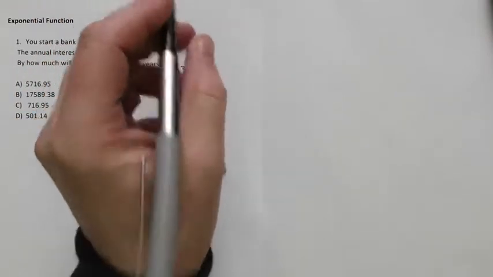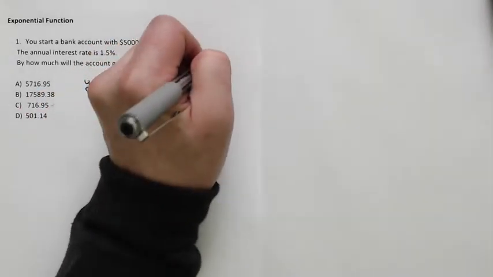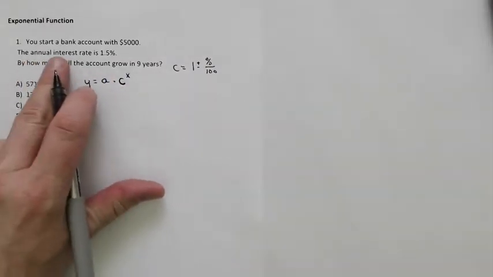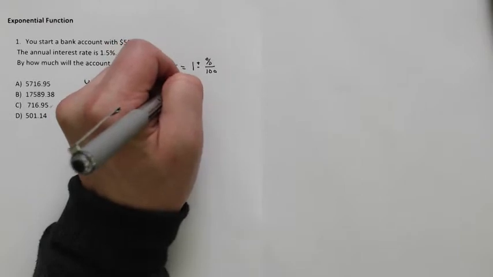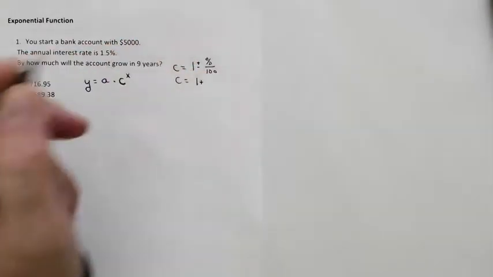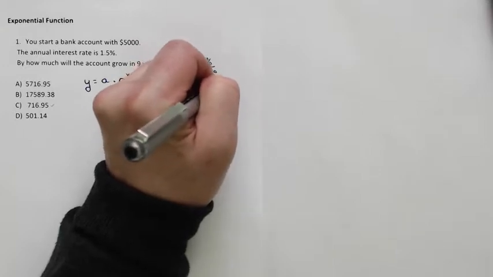And so the C has its own little special rule when we're dealing with percentages. C is equal to 1 plus or minus, depending on whether the function is growing or shrinking, whatever that percentage change is divided by 100. So this is interest rates, or growth as opposed to decay. So this one will be C is equal to 1 plus 1.5 divided by 100.